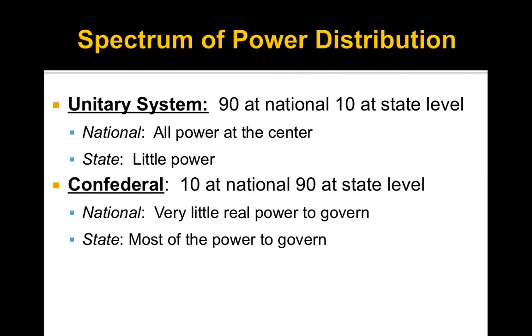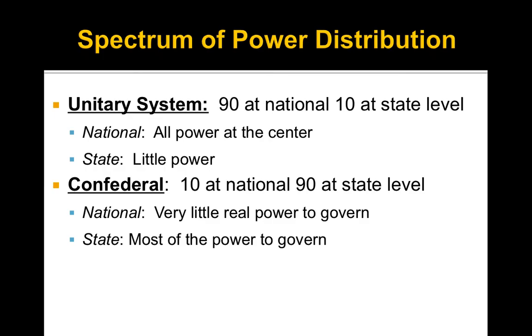A confederal system is pretty much the opposite of a unitary system. It's what the Articles of Confederation set up. In my notion of units of power, this would be like 10 of the 100 held at the national level, and 90 units of power held at the state level. So the national government has very little real power to govern, whereas the subunits, in the case of the United States the states, would have most of the power to govern. This was the case under the Articles of Confederation, which is why it was called the Articles of Confederation.